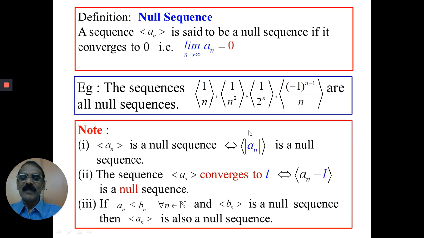We have some results. Sequence a_n is a null sequence if and only if modulus of the sequence a_n is a null sequence. A sequence a_n converges to L if and only if the sequence a_n minus L is a null sequence. Sequence a_n minus L means we have to subtract L from each and every term of the sequence. If modulus of a_n is less than or equal to modulus of b_n for all n belonging to N, where a_n and b_n are the nth terms of the two sequences, and b_n is a null sequence, then naturally sequence a_n is also a null sequence.